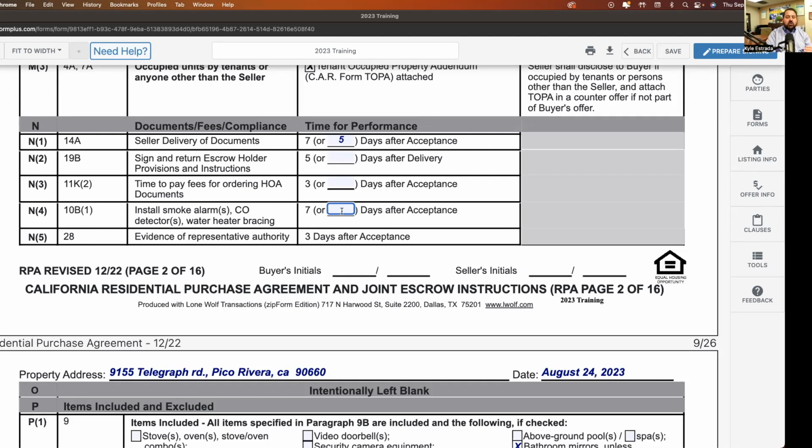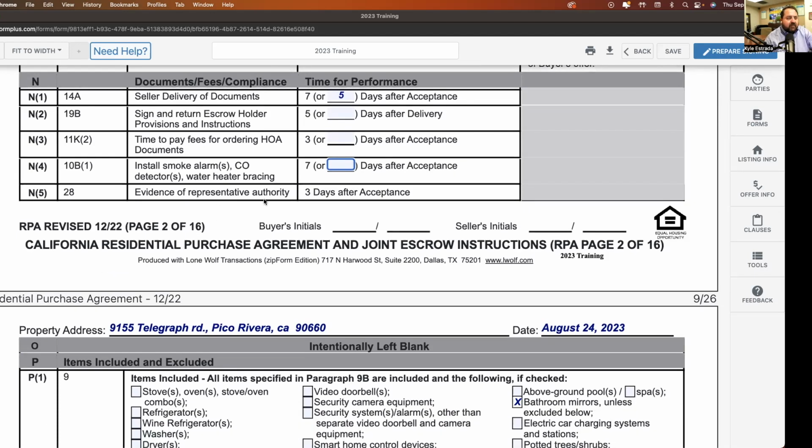So I might only change this if my inspections and my appraisers were shorter times, just to make sure that it was done prior to the appraisal going out. There is a CAR form for cash for keys, yes. Evidence of representative authority, that's just for everybody. If there is a representative capacity, right, like I'm a signing representative or it's an entity, I have 3 days to show my proof. Okay.